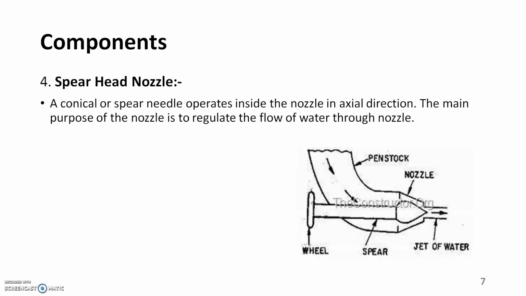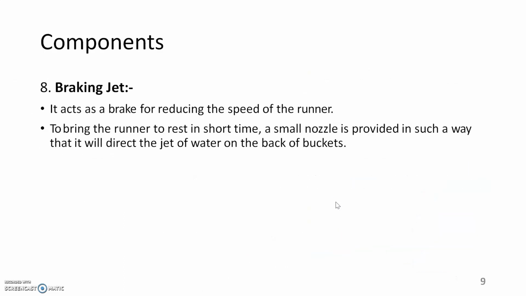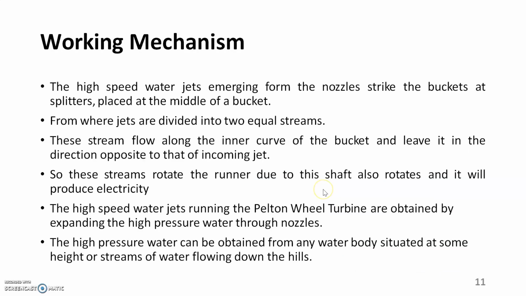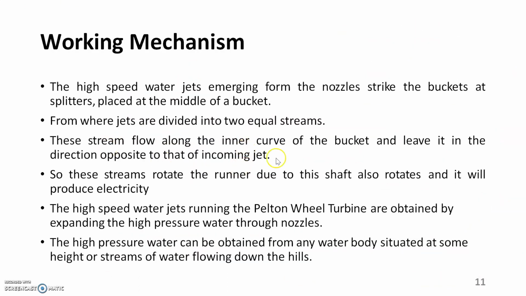Now, again I'll tell you with the help of the diagram. This water is coming and striking this bucket. Actually, this is a hemispherical bucket. If you see the shape of the bucket, you'll find that there is a splitter. Because of the splitter, the water gets split into two equal streams. This is the bucket and this is the splitter. So this splitter divides the water into two equal streams.